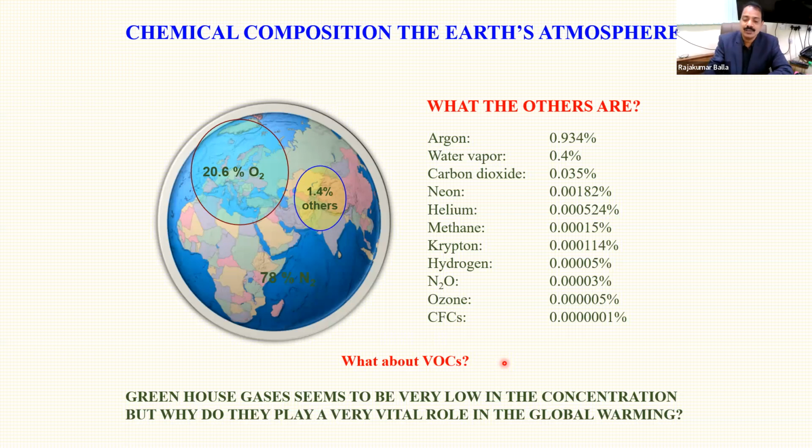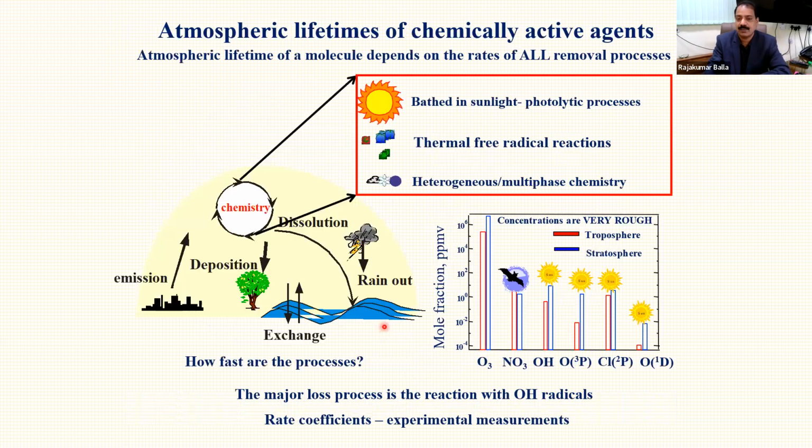So we need to worry about the volatile organic compounds, what happens to them when they are released into the atmosphere. When they are released into the atmosphere through emissions from industries or oceans or from man-made anthropogenic contributions, they get exposed to the sunlight and they form radicals. Once they form the radicals, the chemistry is on.